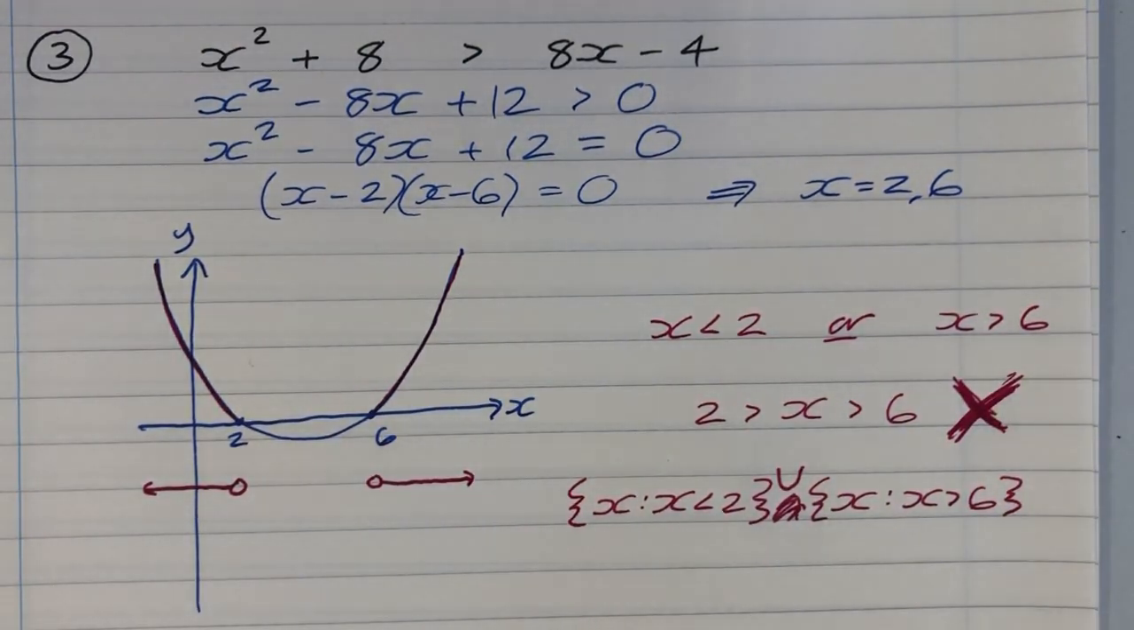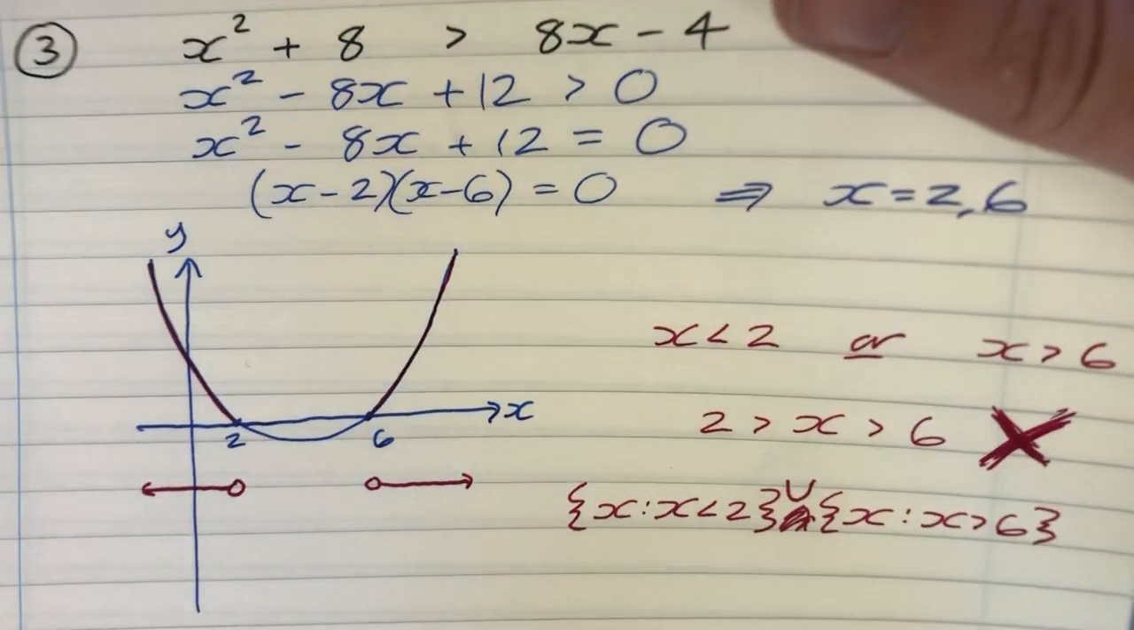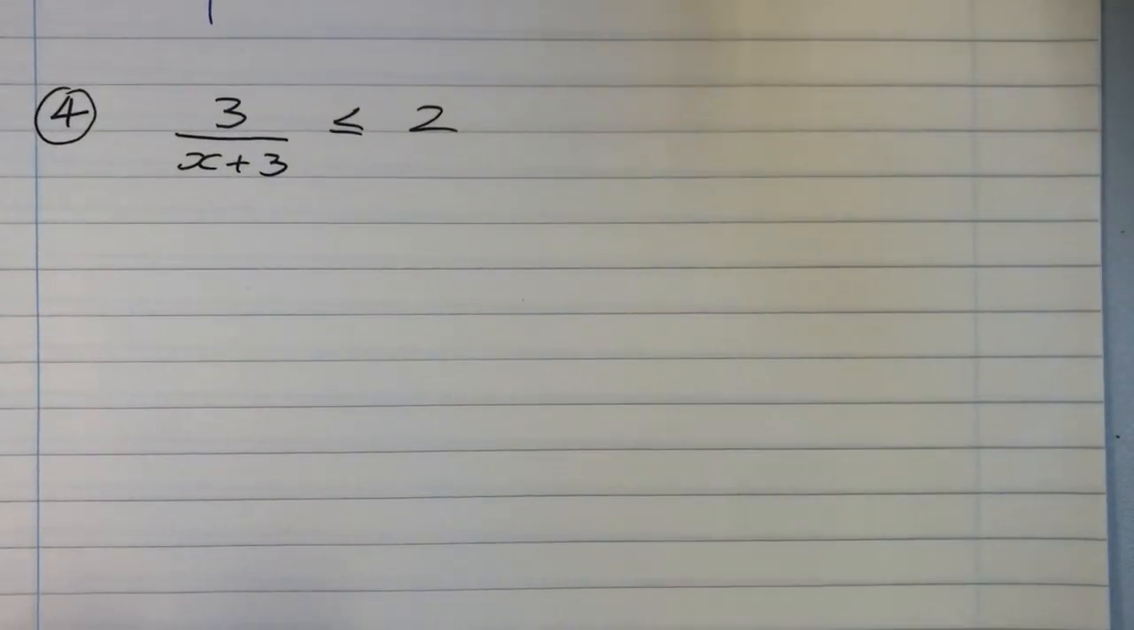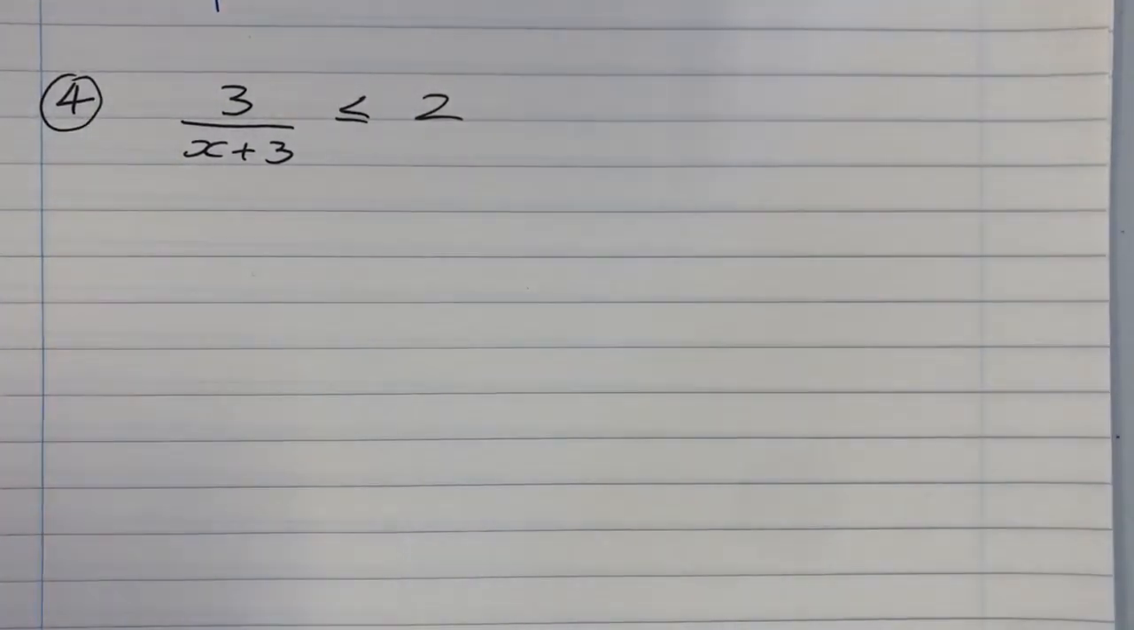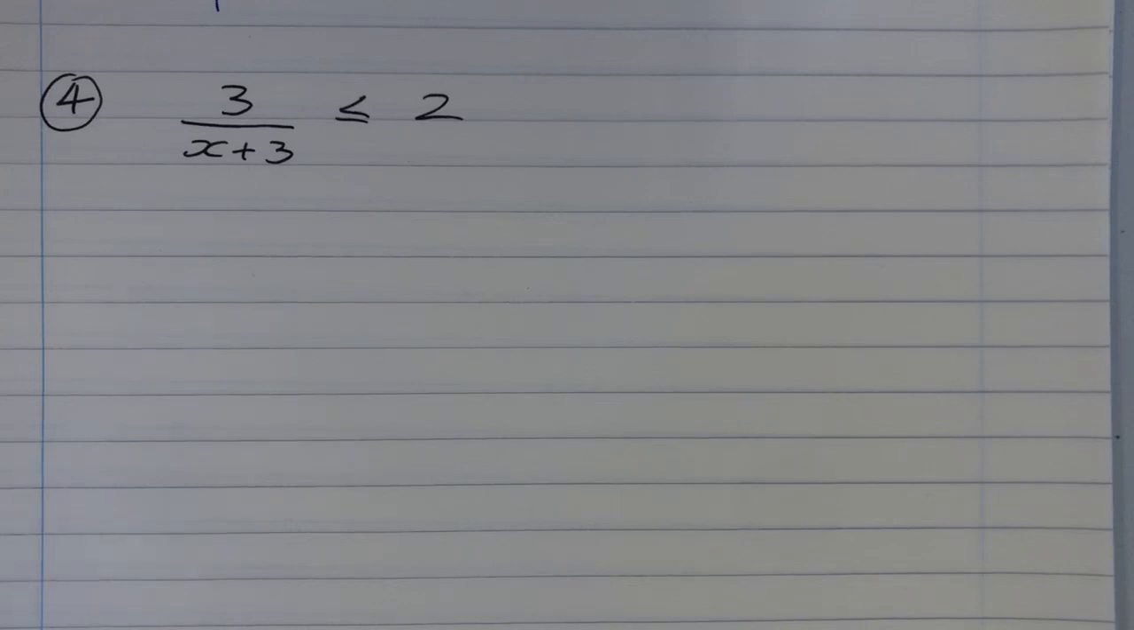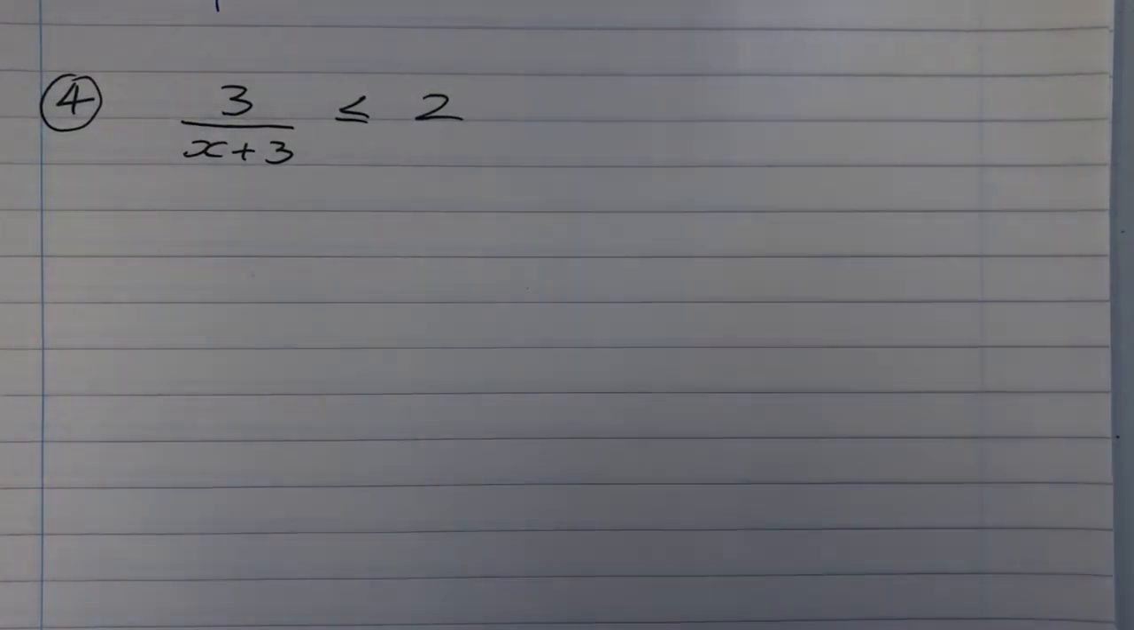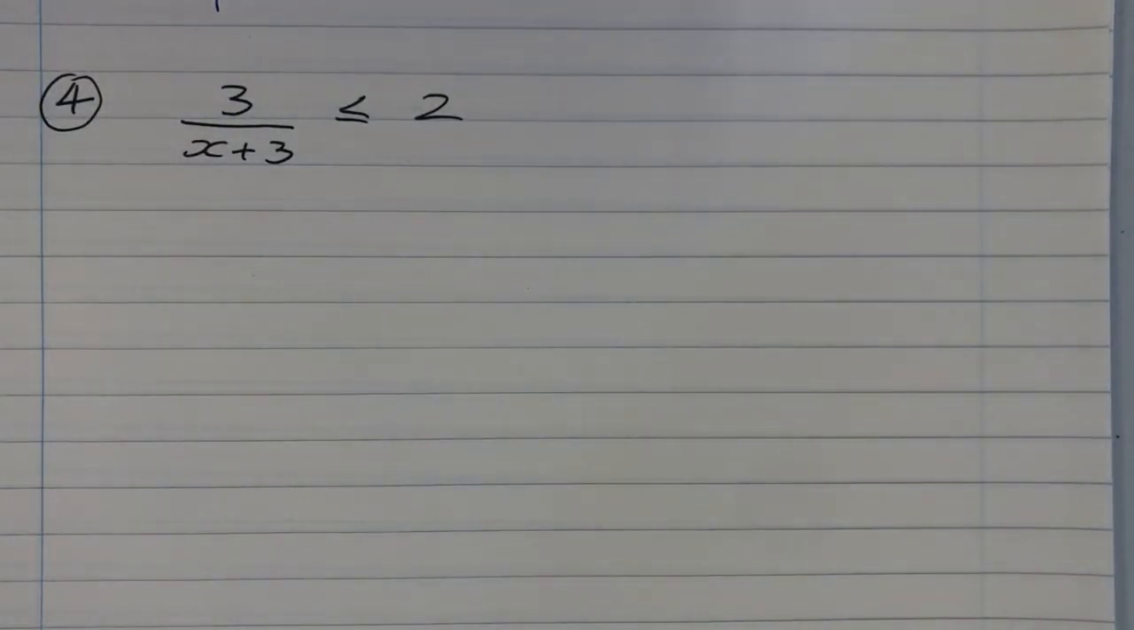And then finally question 4, this is probably one of the hardest ones that we're going to come across in year 12. We've got 3 over x plus 3 is less than or equal to 2. Now again, there are a few different ways of solving this.